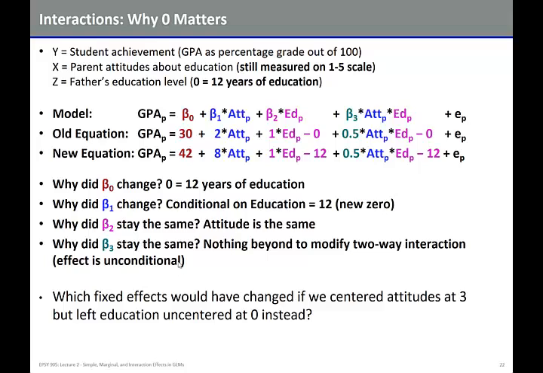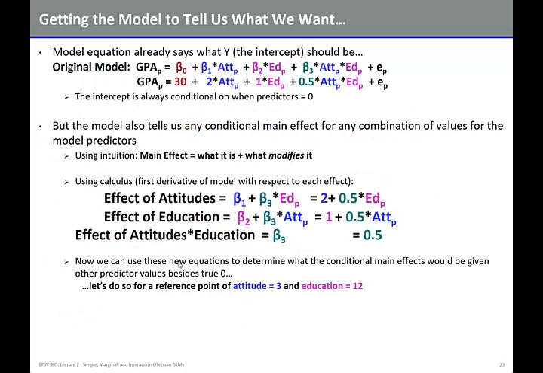Maybe that's not it. Would the effect of education change? Yes, because what's interacting with it just changed its 0 point, right? Would the main effect of attitude change from 8? No, because what modified it, education, hasn't changed. And would the intercept change? Yes, it would have. So here's what we end up getting.